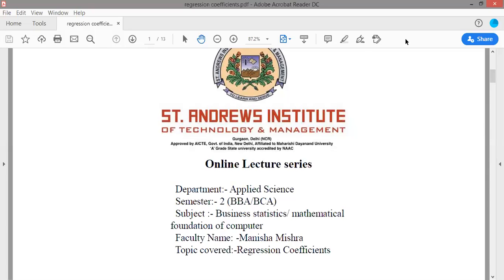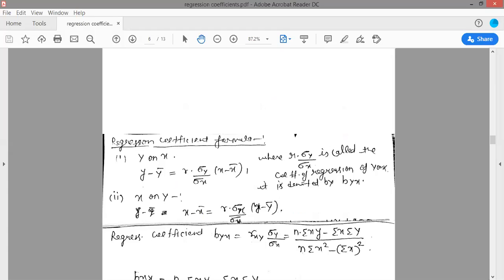And today I will discuss regression coefficient. I have already discussed something about regression and regression coefficient in our previous session, but today I will discuss some examples of regression coefficient, and there are two or three formulas here. So let's start with the regression coefficient formula, right?